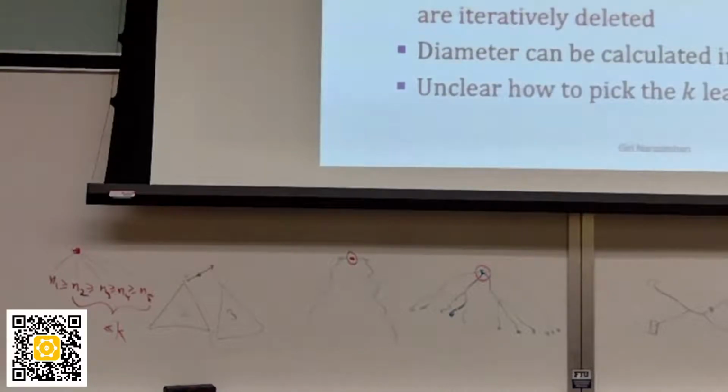Does that make sense? If it's equal to k, I'll remove all of these and my diameter will go down by 1. If it is greater than k, then my diameter is never going to go down. So I can just report that and stop. Does this make sense?